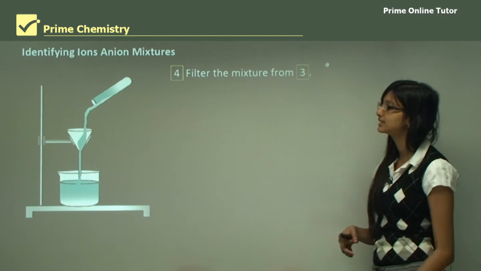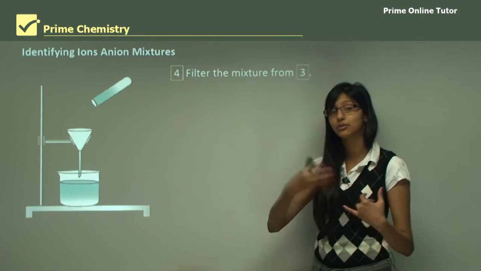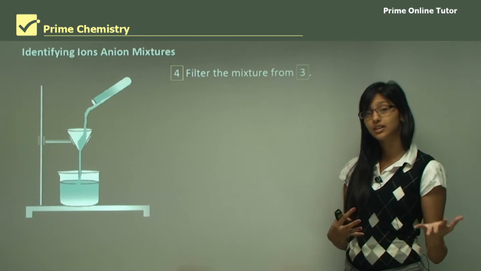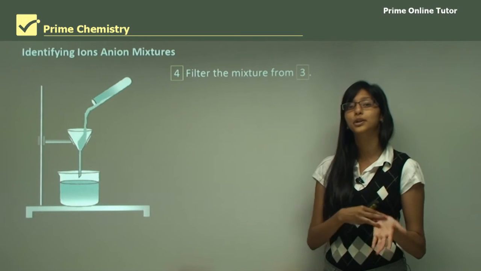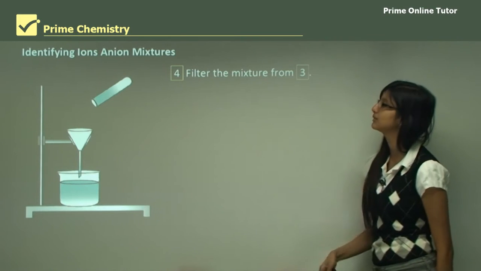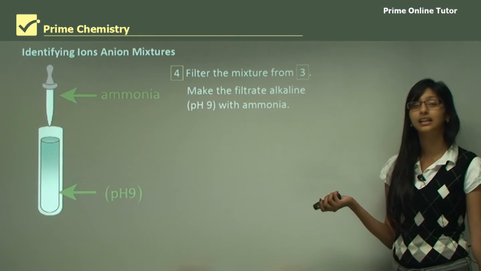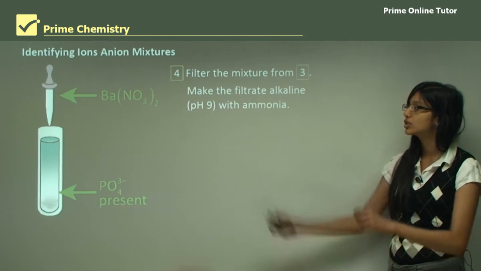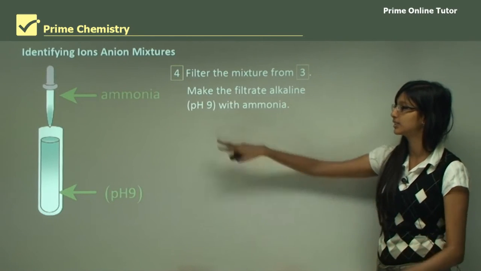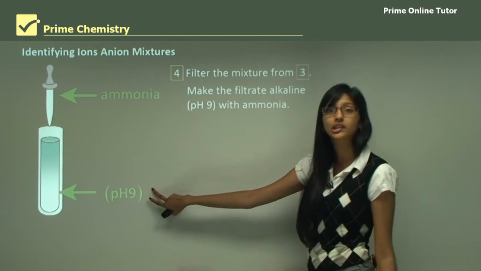Now step 4 is, again, you filter the solution to get rid of your precipitate so that it does not contaminate or hamper the next stage. So you filter the mixture and make the filtrate alkaline. To make it alkaline, you should add lots of ammonia to it. So you add ammonia and the pH goes to 9.